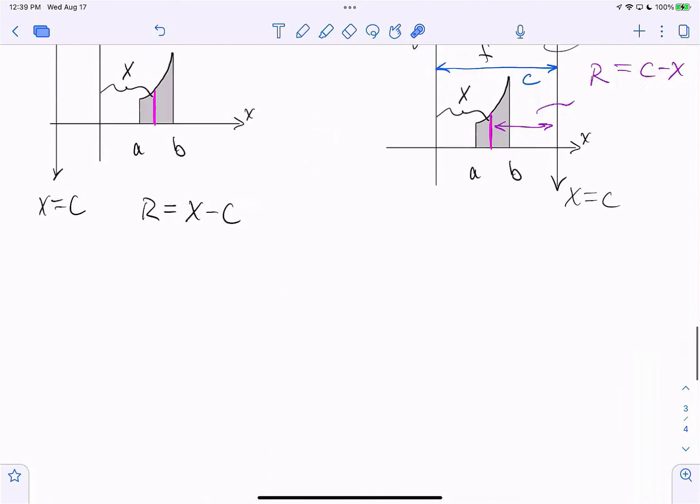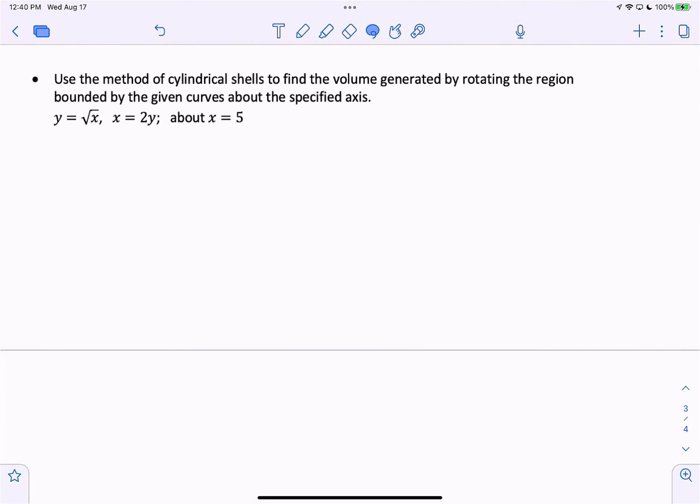All right, so we're going to see an example of this. Use the method of cylindrical shells to find a volume. The region is bounded by y equals the square root of x and x equals 2y, and we're rotating it about x equals 5. x equals 5 is a vertical line. So we have a vertical axis of rotation, which means my representative rectangle is going to be vertically oriented, which means we're going to be integrating with respect to x. That's all the help I'm going to give you for the moment. Go ahead and do this and come back when you're done. Oh, and when I say do this, I mean complete the problem.